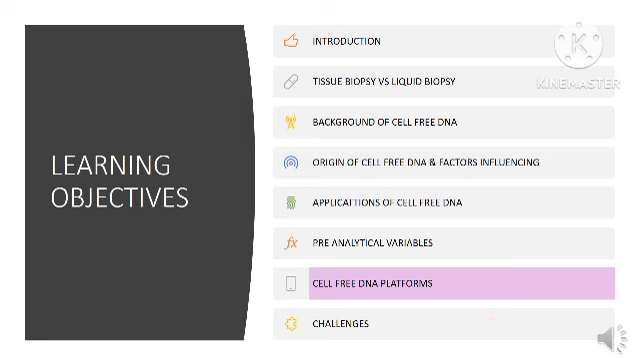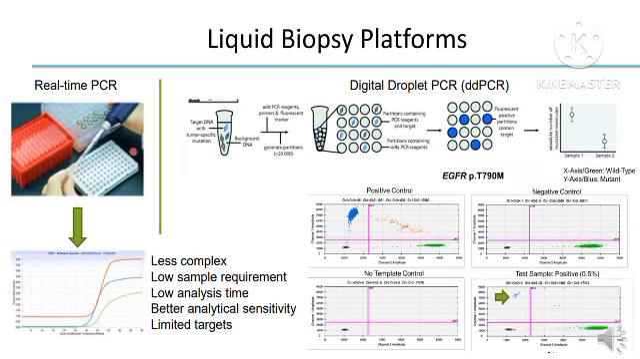So what are all the cell-free DNA platforms which can be used? We can use real-time PCR. It is less complex, has low sample requirement, low analysis time, and better analytical sensitivity. But the disadvantage is that we can only target a limited number of targets. In case of digital droplet PCR also, there is the same disadvantage. That is, a limited number of targets can be studied.